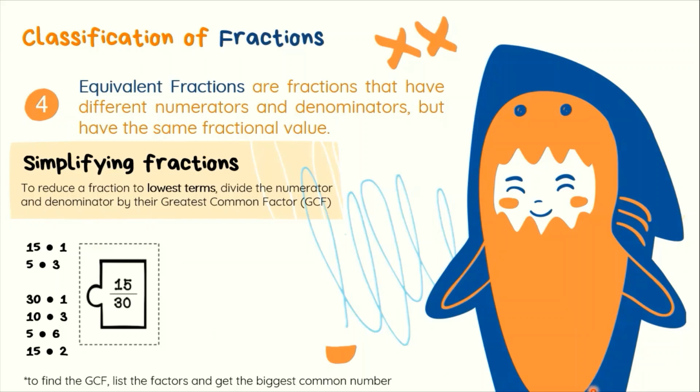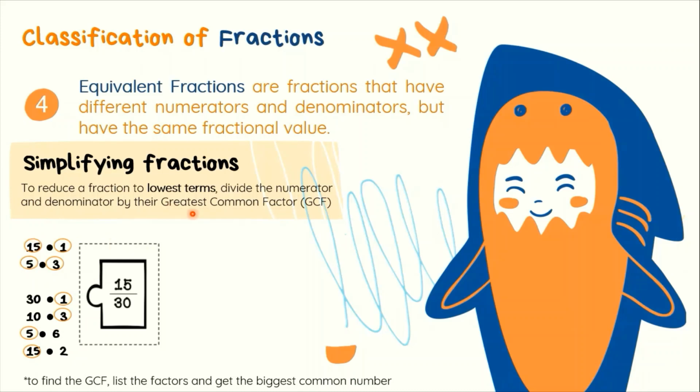Let's start. So, sila ay parehong may 15. Pareho rin sila na may 1. Pareho rin sila na may 5. At pareho rin silang may 3. Itong apat lang ang factors ni 15. Wala siyang 30, 10, 6, and 2. So, ito lang yung kanilang mga common factors.